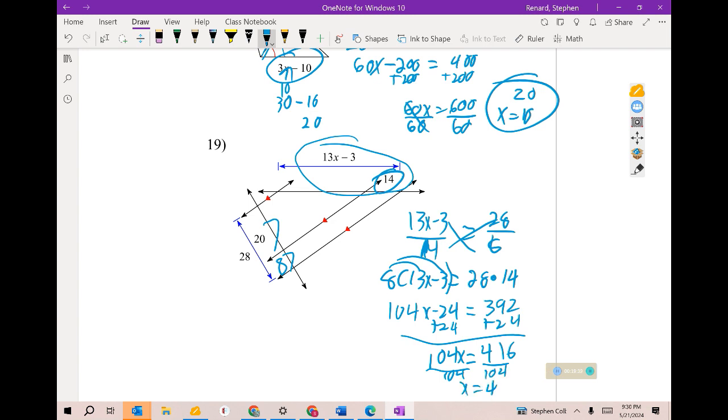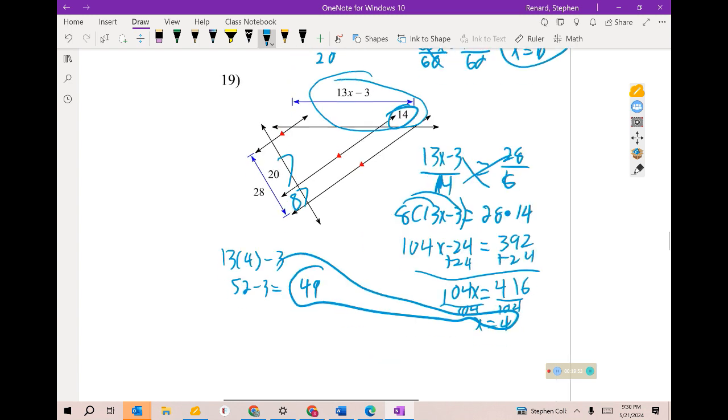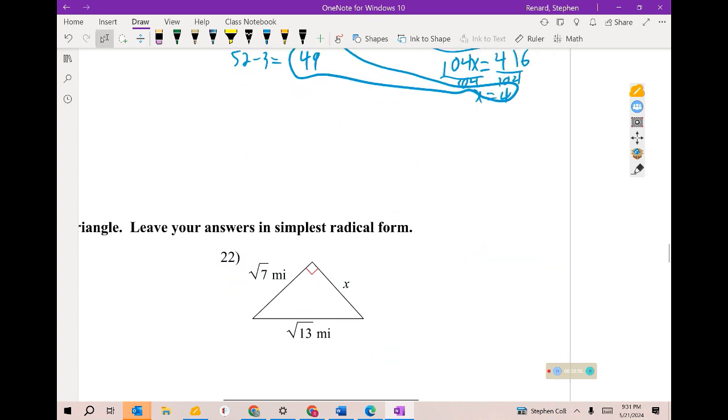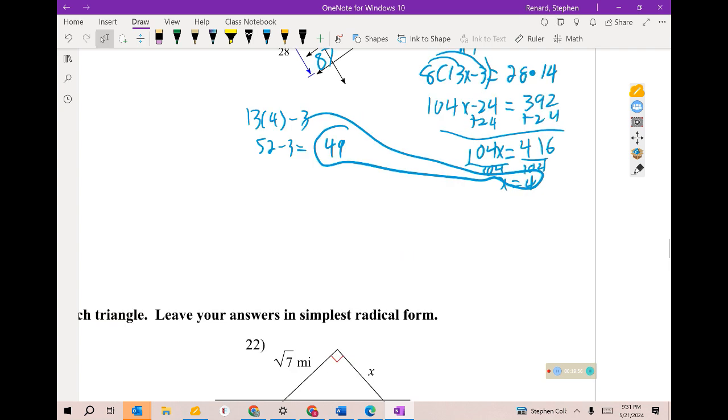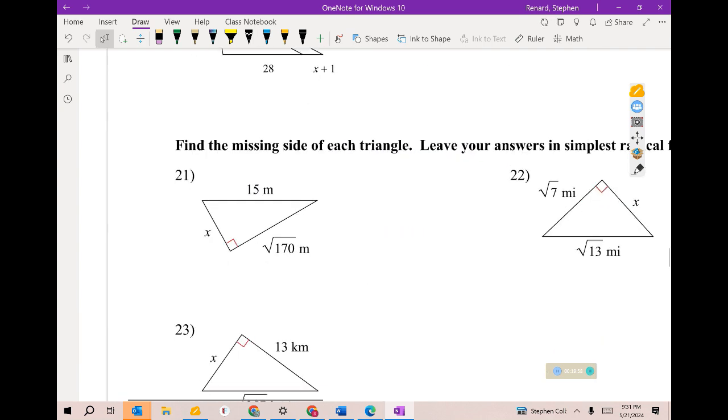Remember, we're not done yet. We've got to plug that back in. So 13 times 4 minus 3. That gives me 52 minus 3, or 49. So x equals 4, and then 49. That was number 19, so we're on to 21.